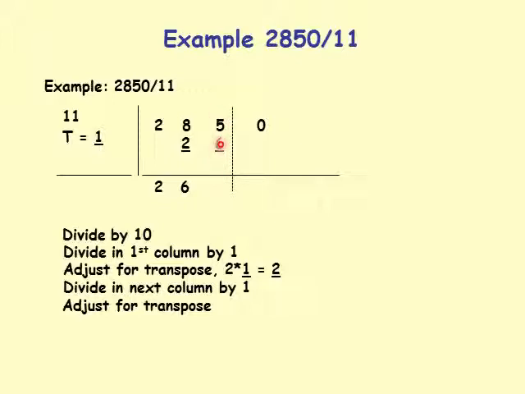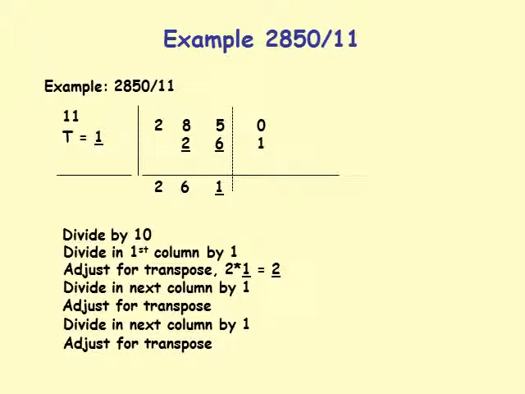In this column here, we got 5 minus 6. That's negative 1. We divide that by 1 and get negative 1 here. Okay, let's continue. Divide into the next column by 1, so we got negative 1 here. Now the adjustment, because that is negative 1 for the transpose and negative 1 for the quotient digit, so the adjustment is plus 1. Adjust and we got plus 1. So we got a 1 as my total in the remainder column here.